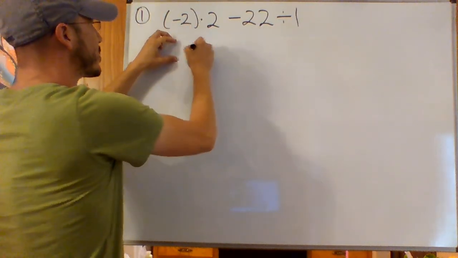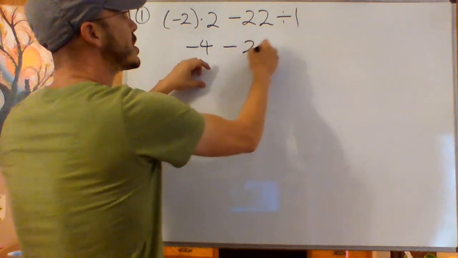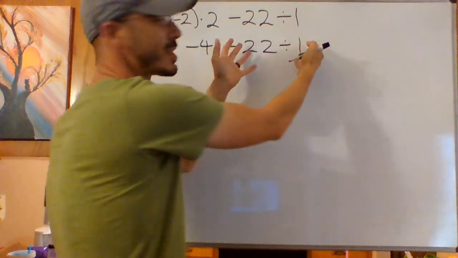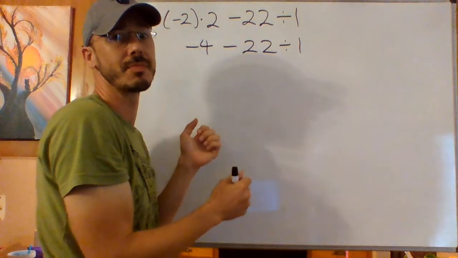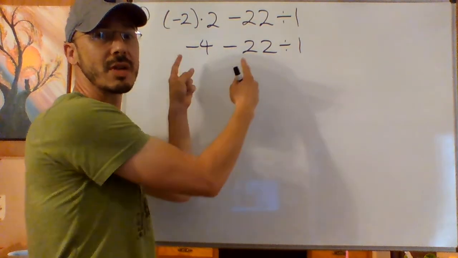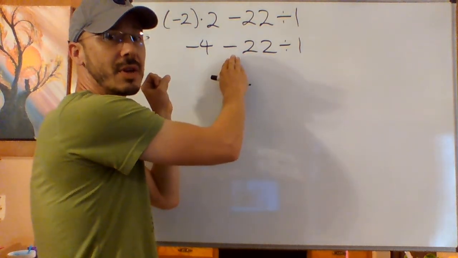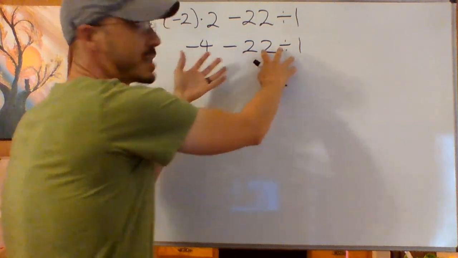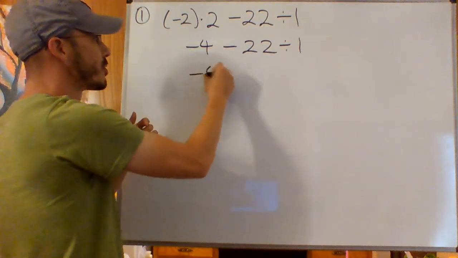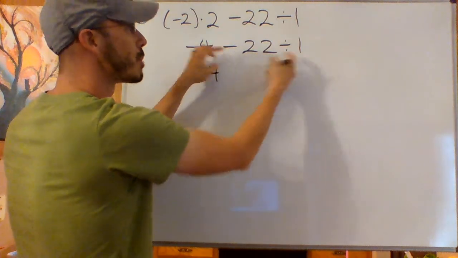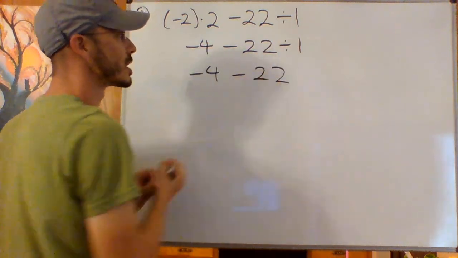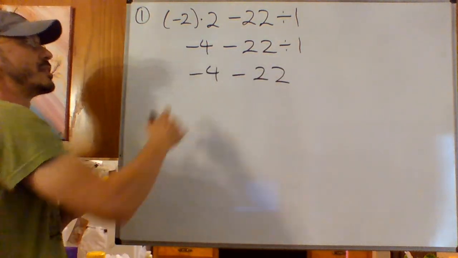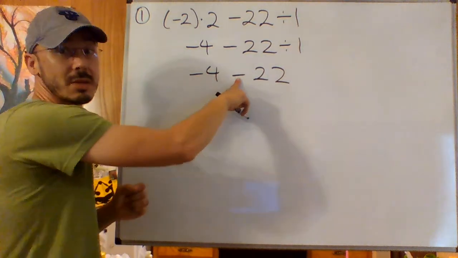-2 times 2 is -4, minus 22 divided by 1. Now, I could have actually done this step at the same time, because they're separated by this difference. The next step is going to be that. So -4, 22 divided by 1 is 22, so -4 minus 22. And then doing the subtraction. So this is the subtraction.